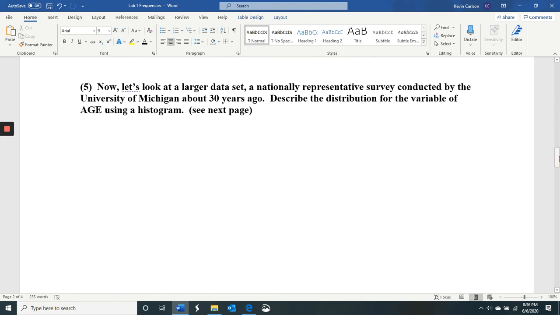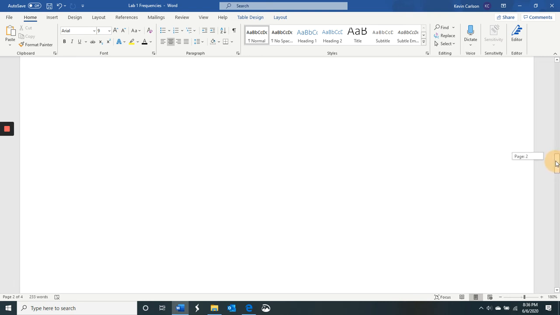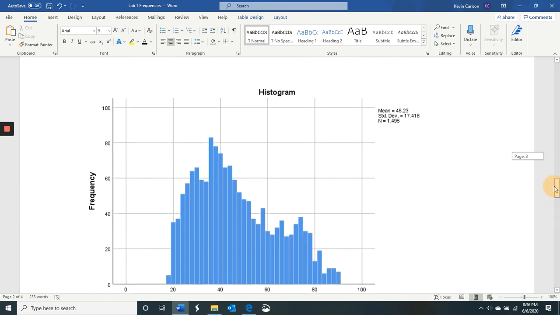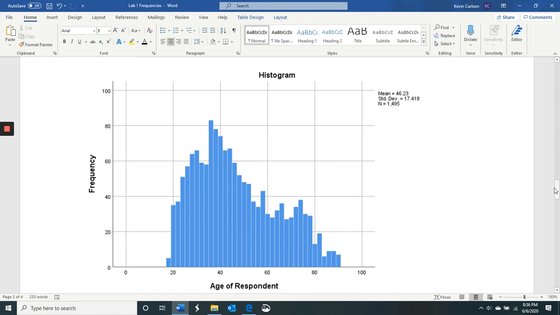And then for question number five, we're going to be looking at a larger data set, for questions 5 and 6. There's a variable of age, the age of the person responding to the survey. So let's see, next page. The histograms are quite big. Using this histogram, describe the distribution of age.